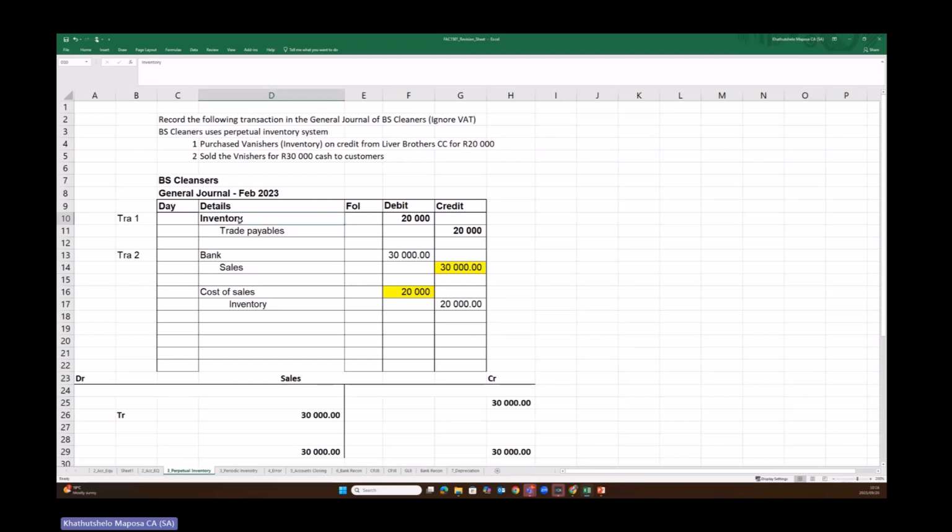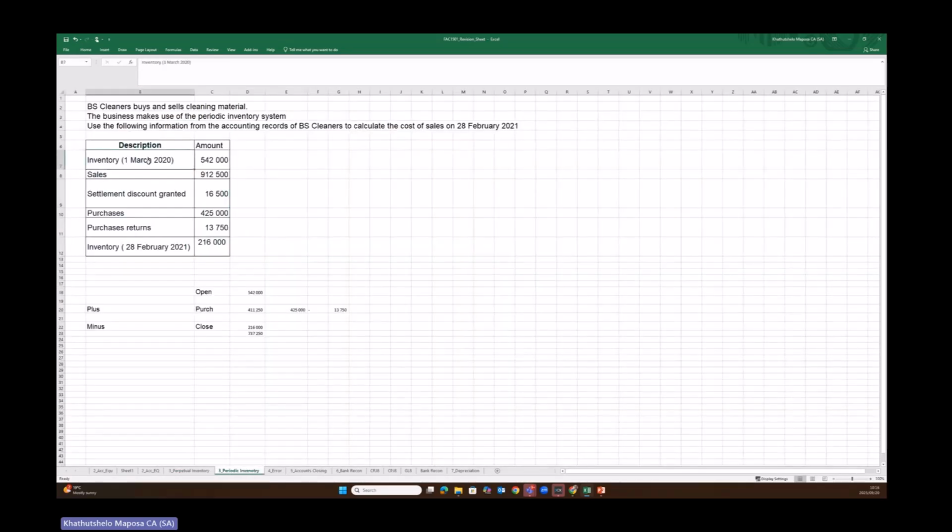It will be called purchases because remember, you're not continuously or perpetually tracking the inventory when you are doing periodic inventory system. That is the only difference. The rest will be the same. So meaning when you bought the inventory for 542, you are going to debit purchases and credit bank if you bought it for cash, or trade payables if you bought it on credit.